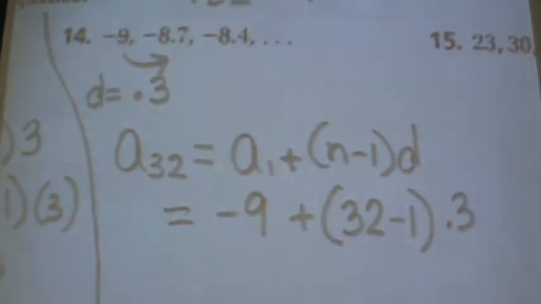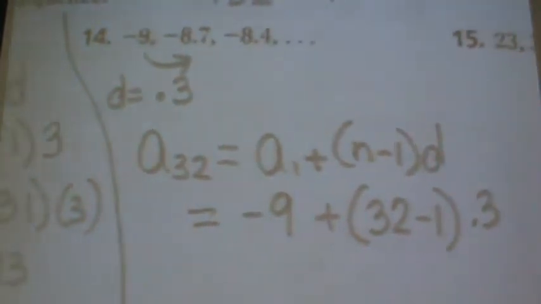Anyone have this answer yet? What did you get? 0.3, is he right? Yeah. 31 times 0.3, and then minus 9.